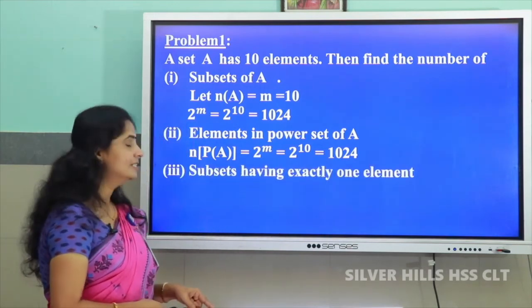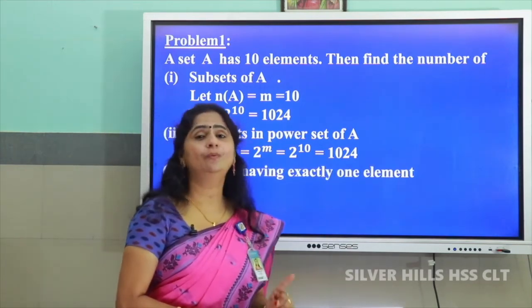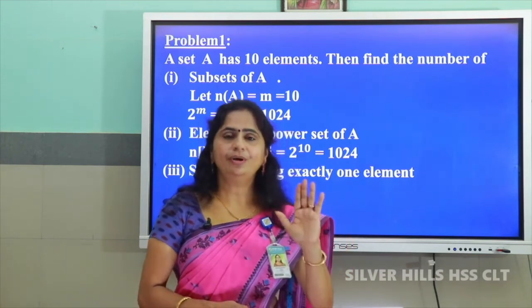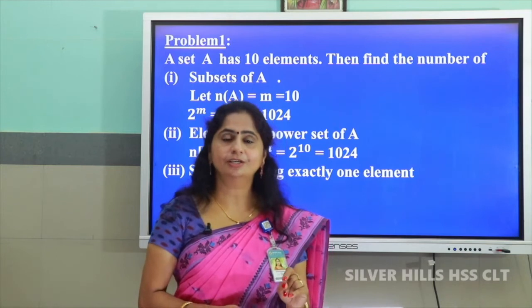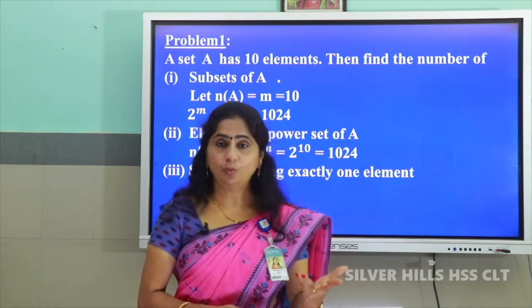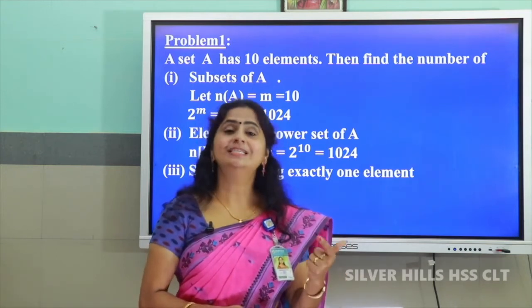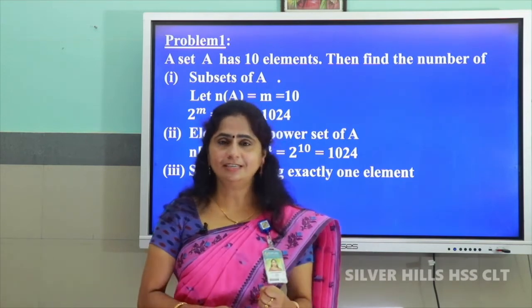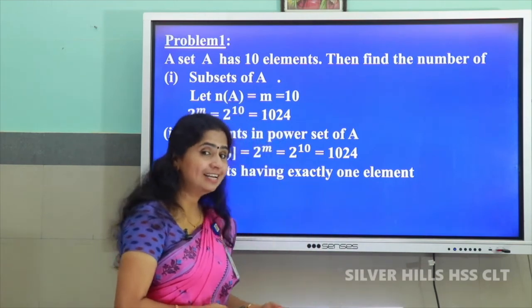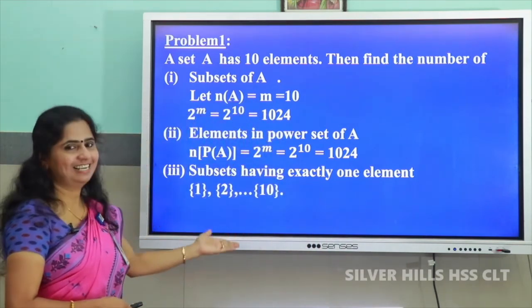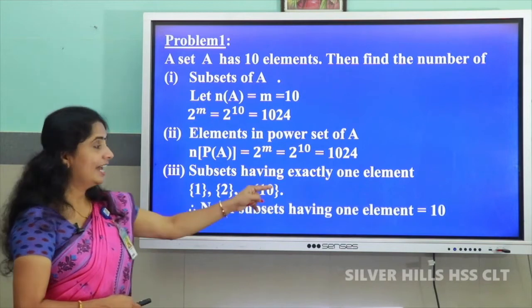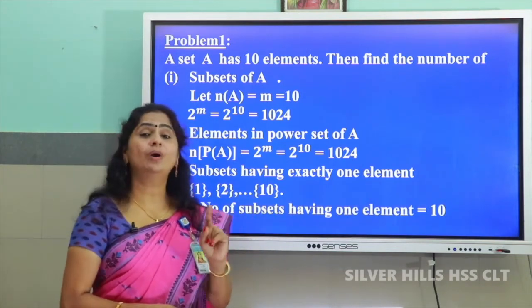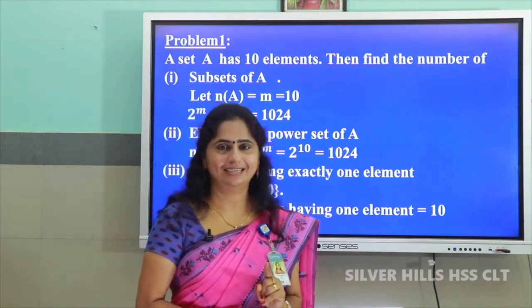The third question, subsets having exactly one element. So we have got a total of 10 elements. So if you're going to have one-element combinations, how many will you have? {1}, {2}, {3}, {4}, {5}, {6}, {7}, {8}, {9}, {10}. So you will have the answer to be 10. So the number of subsets having only one element is 10.